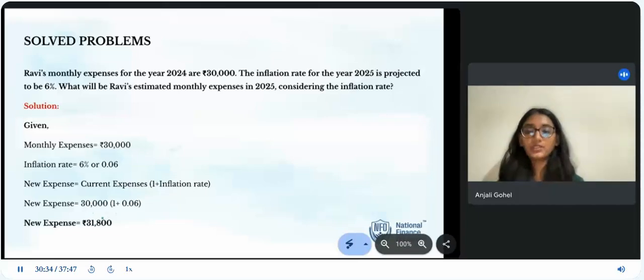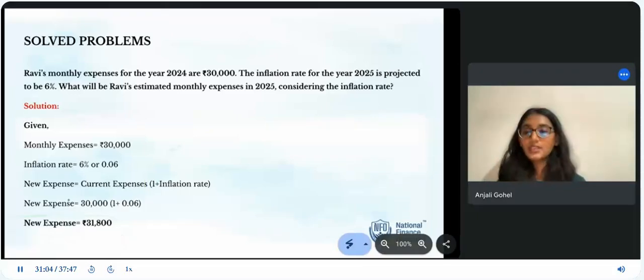Okay, so here my current expense is 30,000. What anybody would do is take 30,000, multiply it with 6%, correct? And then you would get around 1,800 rupees. And then you would add that back to the original expense, 30,000. Now that's one way of doing it. Rather than doing it like that, we take the 1 plus factor. Okay, so when we do that, we will directly get the total amount that we are looking for.